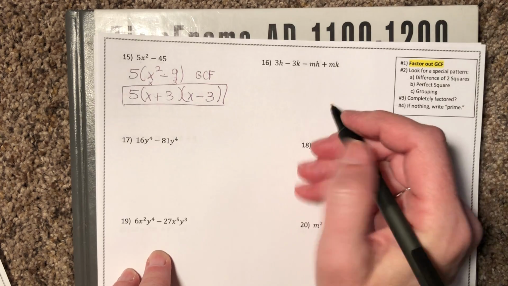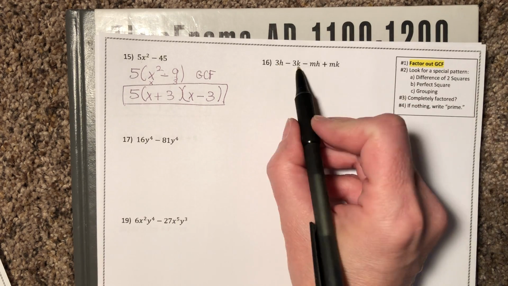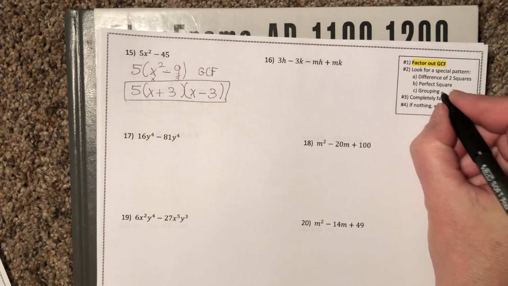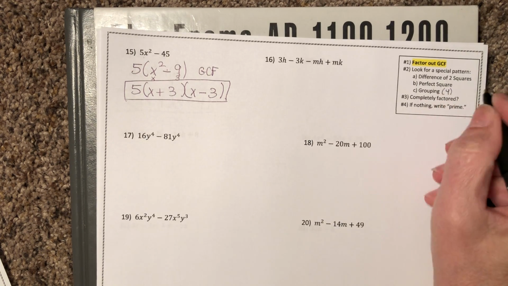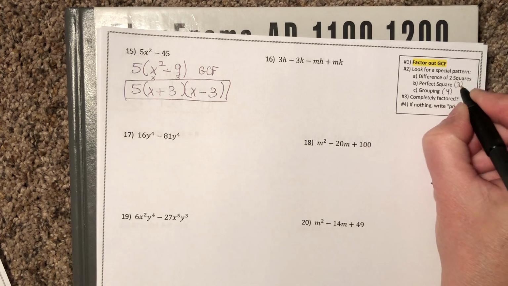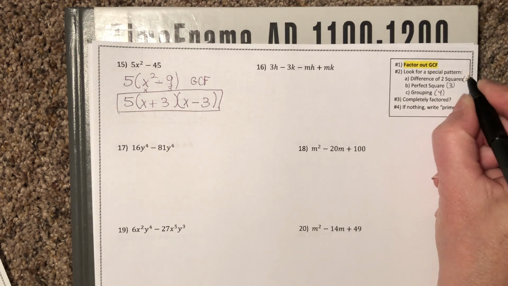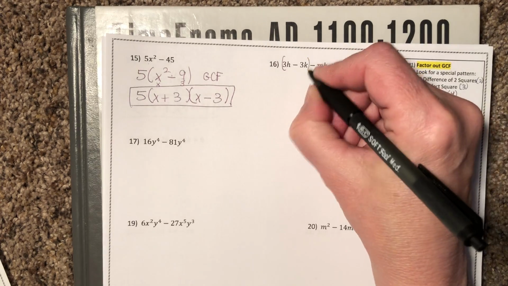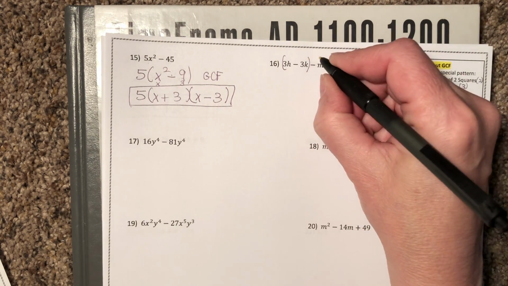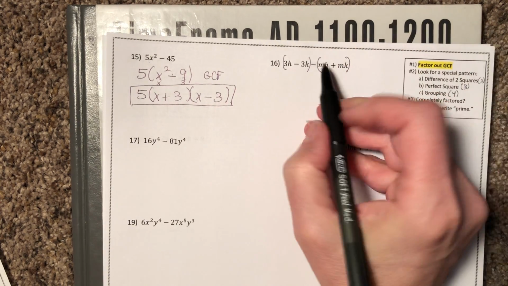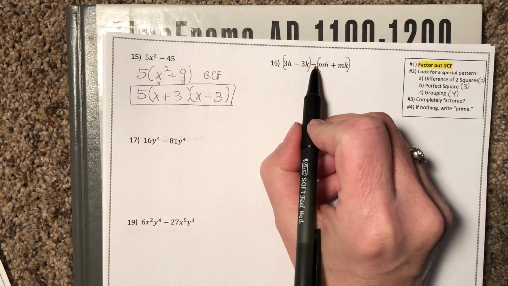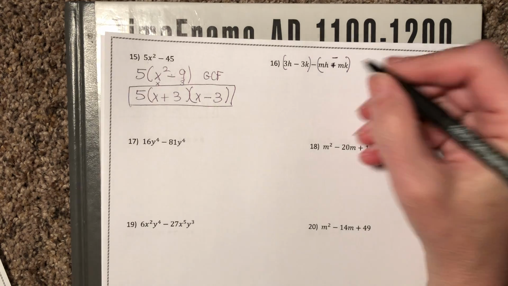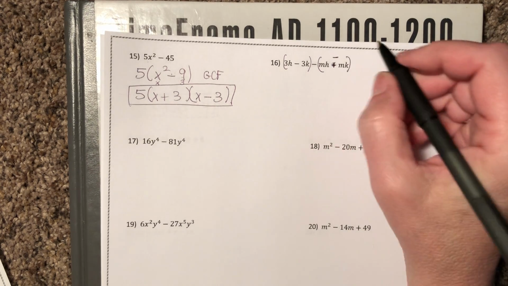Number 16 has, first of all, 4 terms, there's no GCF. It's going to be a grouping problem because grouping is the only one with 4 terms. So I'm not going to give you a GCF with the grouping. Now, you group the first 2, you group the second 2. However, it's minus in the middle. If it's minus in the middle, you got to change the last sign.